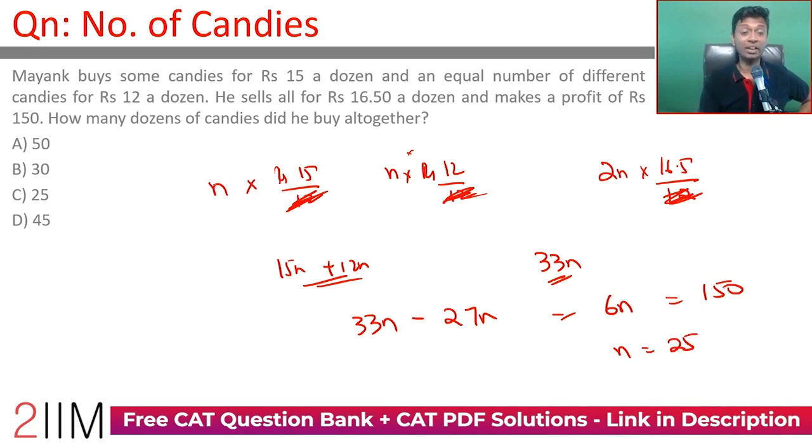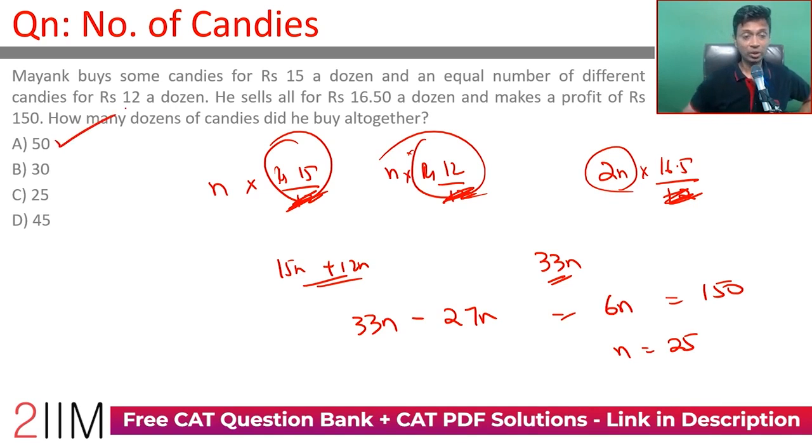So he buys 25 dozens at this price, 25 dozens at this price, and sells the 50 dozens at this price. Or how many dozens of candies did he buy altogether? 50. Once again, n is 25, but the answer, we are looking to answer the question, what is 2n? So it is 50.